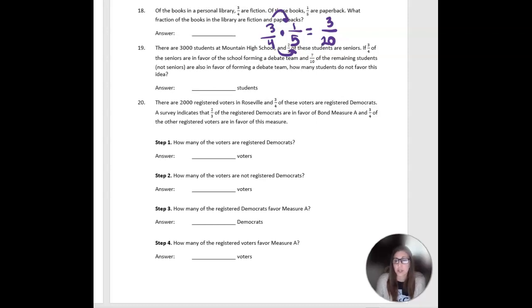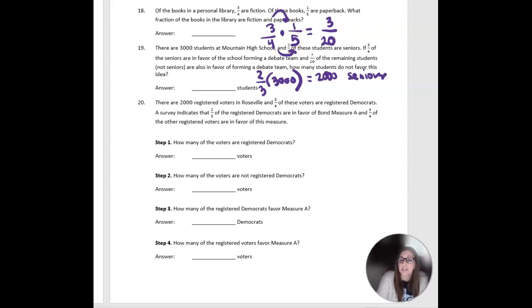Okay, first thing, I'm just going to go ahead and figure out what that is. So what is 2/3 of 3,000? That's a pretty easy one because 3 goes into 3,000 1,000 times. 1,000 times 2 is 2,000. Okay, so off the top, I know that I have 2,000 seniors. That's from the first sentence. There are 3,000 students, and 2/3 of these are seniors.